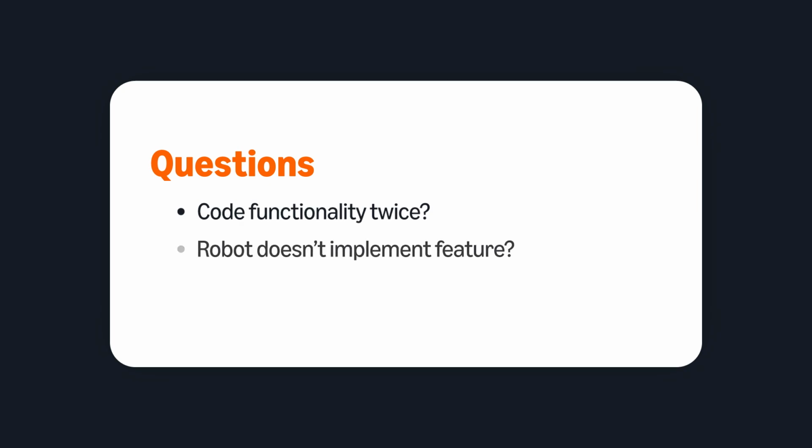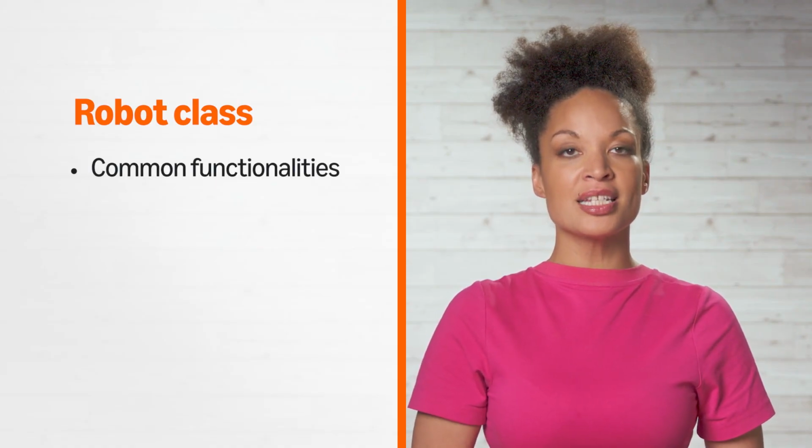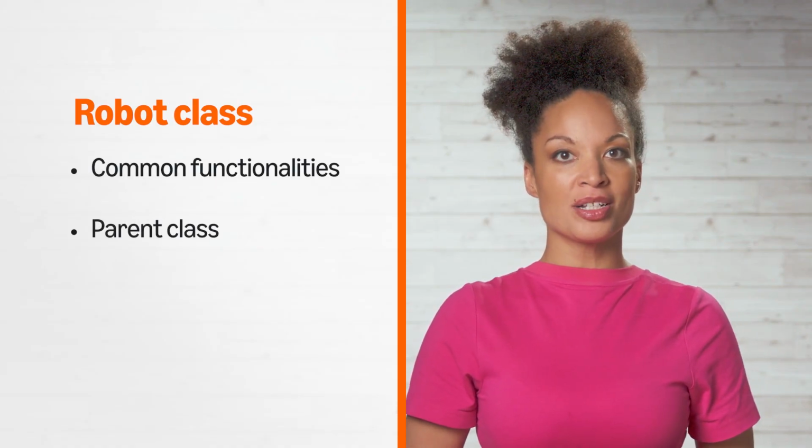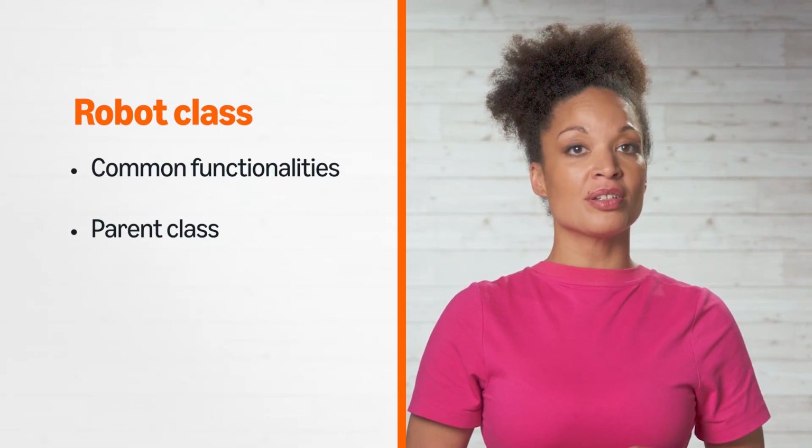This raises two questions. Do you code the exact same functionality twice? And what if one robot doesn't implement a required feature, like the menu system? This would result in Tony being unable to interact with the robot then. In answer to question 1, you can avoid duplicating code by moving the common properties and functionalities to a parent class called Robot. This will be your foundation.